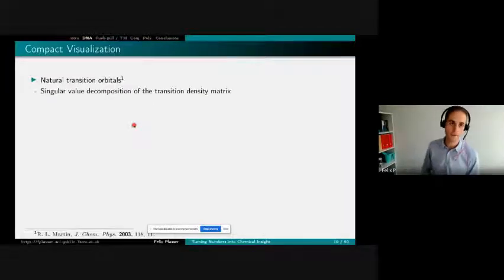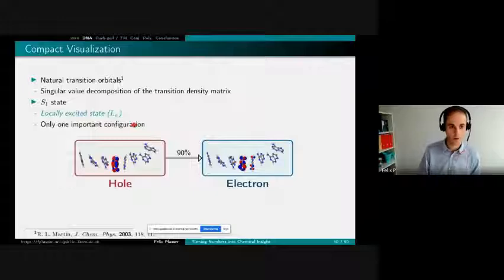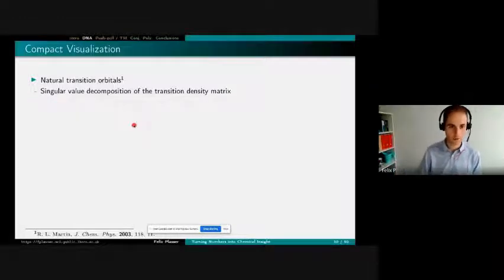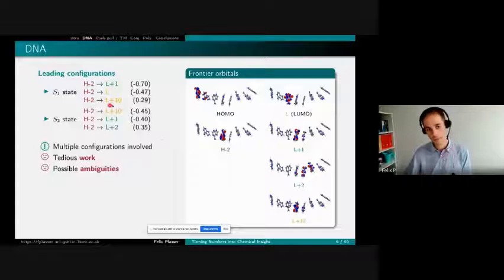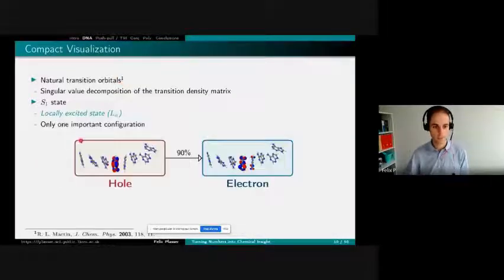So the one thing is that we can go for visualization as the first step, that we do a singular value decomposition of the transition density matrix. I didn't want to show too many equations here. But the point is, when we start with the first state we had here, the state that needed 3 configurations, once we do the singular value decomposition, we find out that the HOMO-2 stays the same. And then the acceptor orbital is just a linear combination of these 3 orbitals. So we find that we have just one important configuration that gives us 90% of the transition, and that's located from here to here, always on the 4th base.